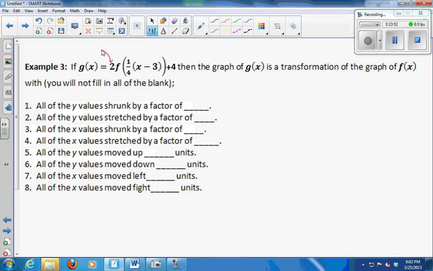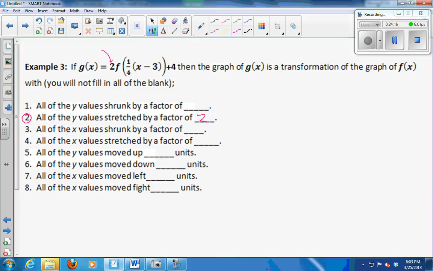Okay? I'm multiplying by a big number, right? 2. So, and it's vertical. Is it going to be a stretch or a shrink? Stretch, because vertical is always what you expect. Okay? So this is a vertical stretch by a factor of 2. So all the y values stretched by a factor of 2. So this one, check. That one happens.